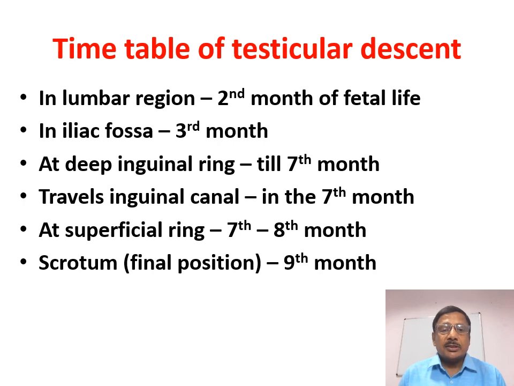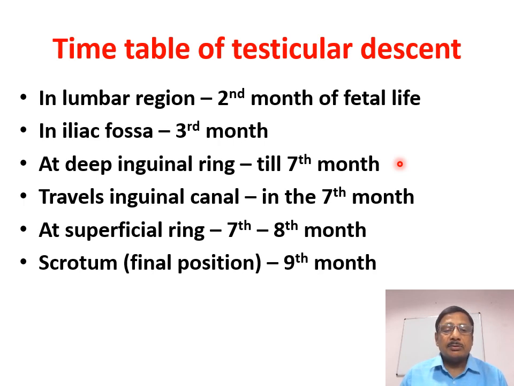When there is a differentiation, at the 2nd month of fetal life, the testis lies in the lumbar region. And in the 3rd month, it comes to the iliac fossa, whether it is right or left. And at the 7th month of gestation, it lies at the deep inguinal ring. This is very important for you to note that if the baby is born at 7 months, the testis will normally lie at the deep inguinal ring.